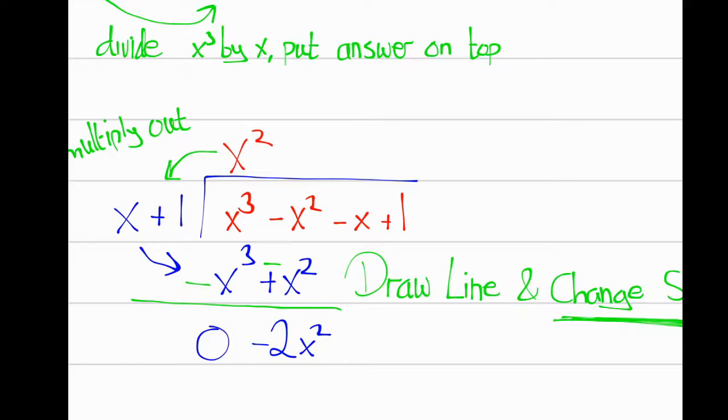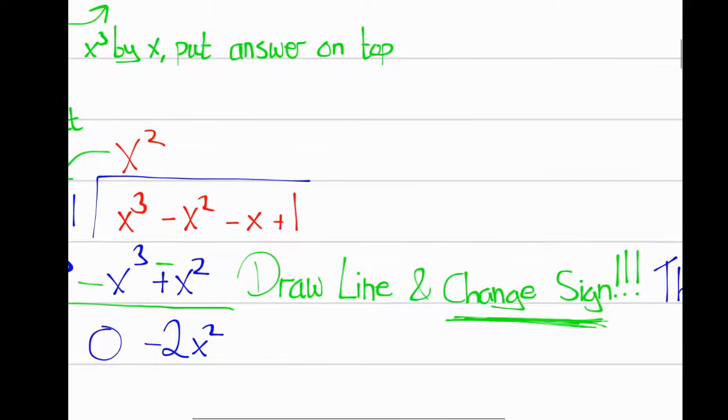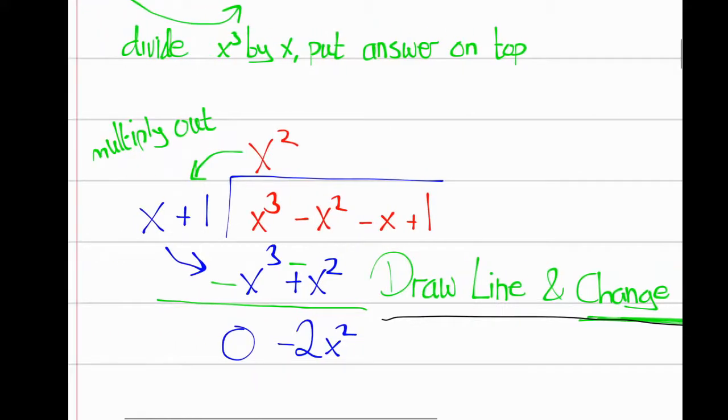What we get is x cubed, so x squared by x will give us x cubed. X squared by 1 will give us x squared. What we then do is draw the line and change the sign. That's a crucial thing to remember. If you don't do that, your question will end up wrong. Changing the sign will give us minuses for both. We end up with 0 minus 2x squared.